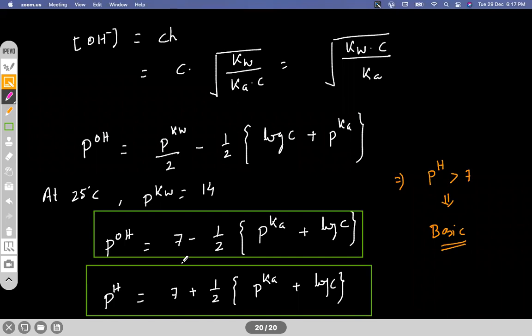But you need to understand again the condition of salt hydrolysis you can apply when the number of equivalents of acid and base must be equal. If it is not, then it is not the case of salt hydrolysis. The solution is different. We'll get different answer according to this. Okay, so condition you must remember. Now the third case we have here.